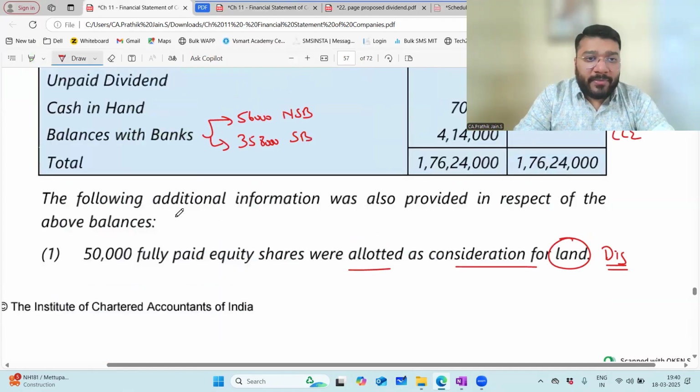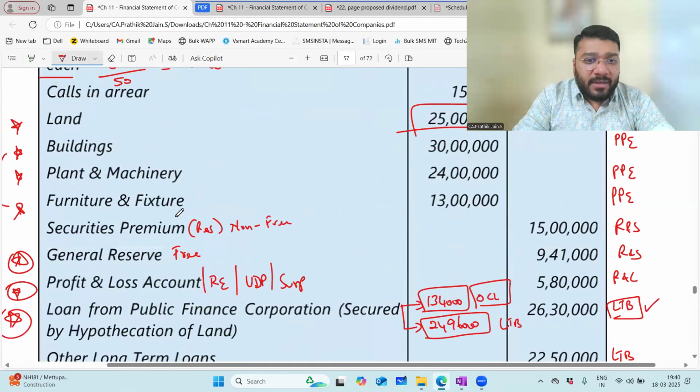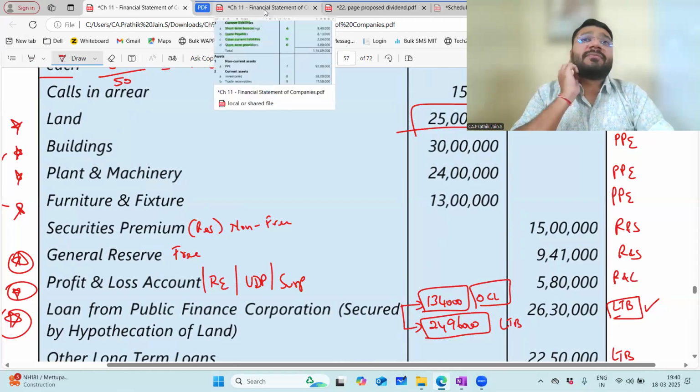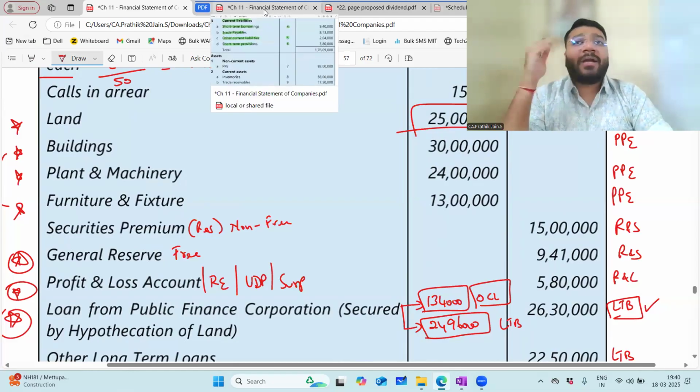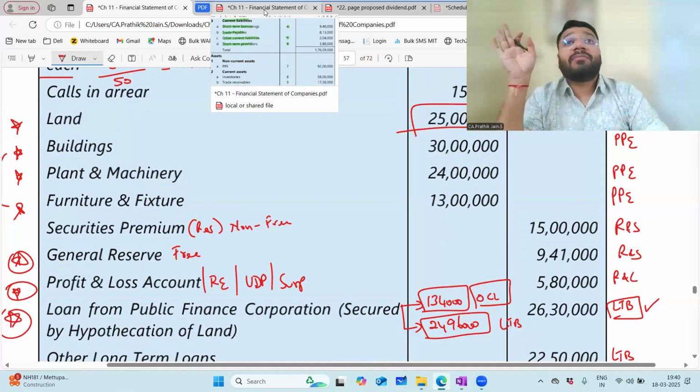In the question, we have how many types of reserves and surplus? We have securities premium, general reserve, and P&L. So first, securities premium. Not free reserve. So we don't have any other premium to be added and subtracted. So that is securities premium in the outer column, 15 lakh rupees.